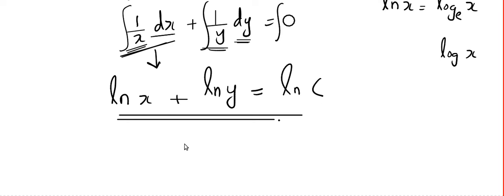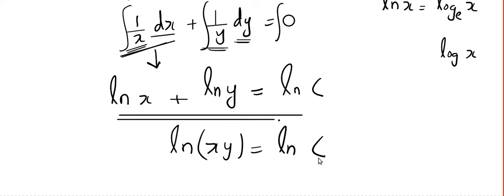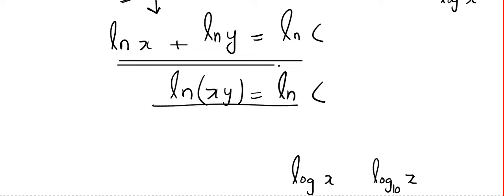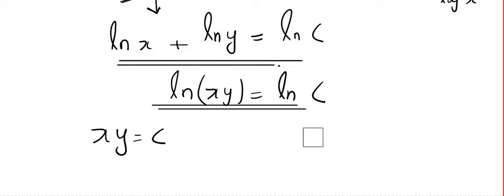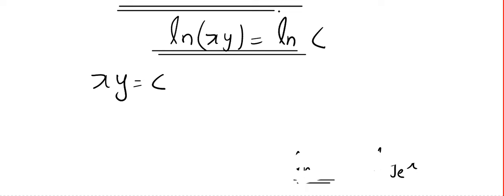Now we can apply the properties of logarithm. What is log a plus log b? Log a into b, is equal to ln c. Now what I'm going to do is, I'm going to use the inverse operator and I get the solution xy is equal to c. See? So this will be the general solution. If you want, you can write in the form y is equal to c by x. See? As I promised, the solution is a function of y in terms of x, or the value of y in terms of x, which will balance the equation.